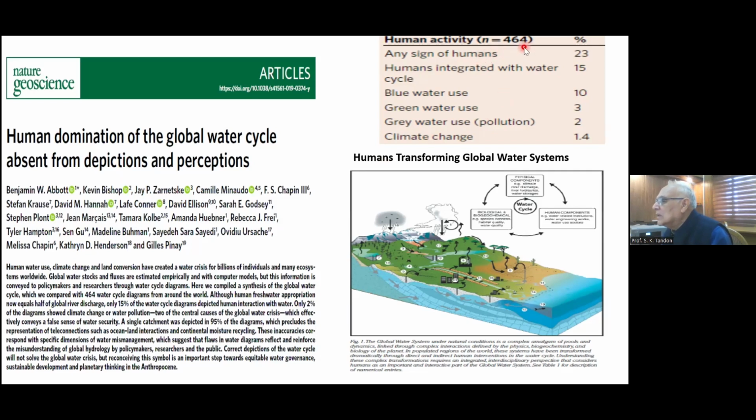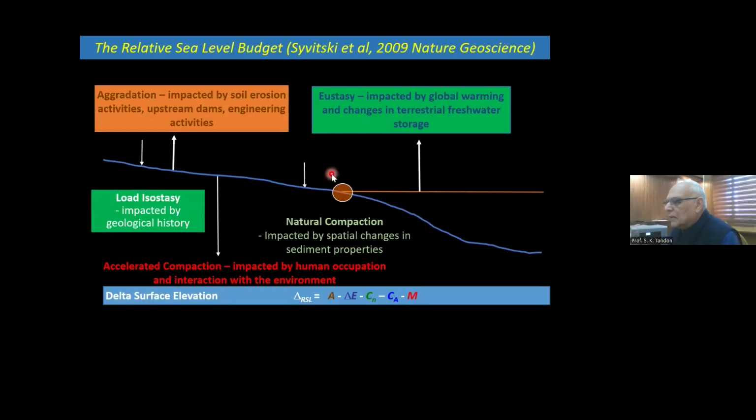And so this paper essentially looked at 465 publications and found that any sign of humans was not there in 23%. Human integrated with water cycle only 15%. Blue water use only 10%. Green water use only 3%. Grey water use only 2%. And climate change only 1.4%. So this is the level, and this is a fairly recent paper essentially.